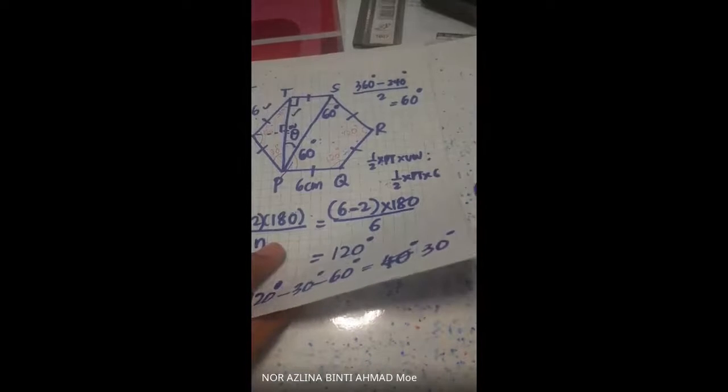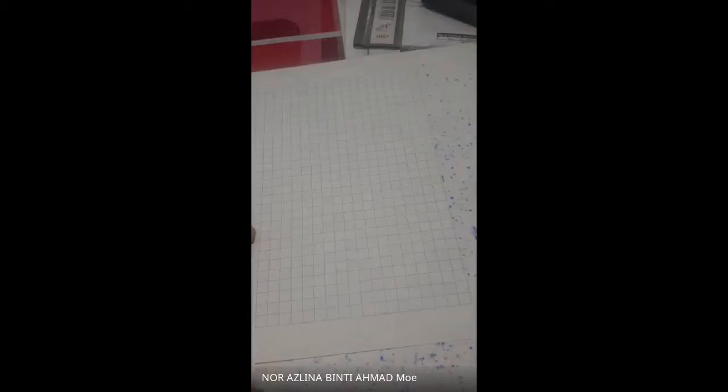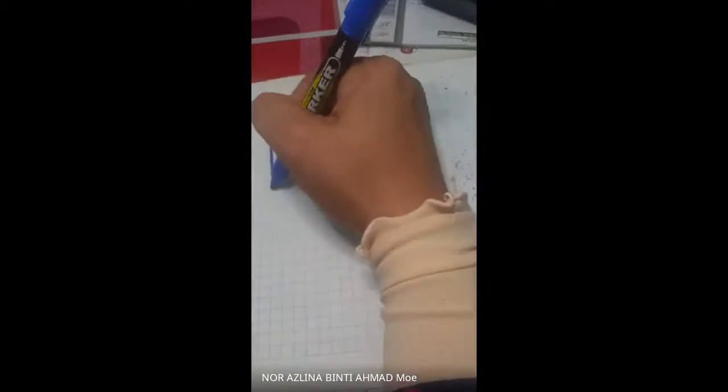Okay, next, number 3. Number 3, just now. Number 3. Danisha, number 3, A, B or C? Self-mastery, number 3. A, B or C, Danisha? All, okay. So I draw the diagram.